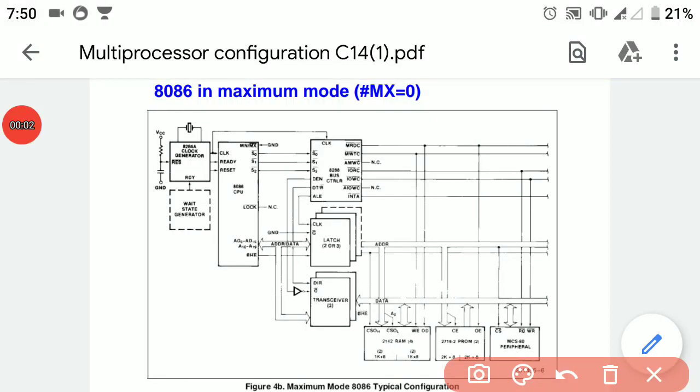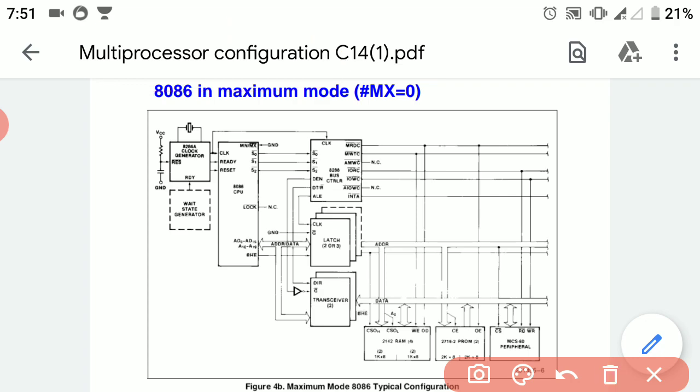Hello, today we will start with multiprocessor configuration. Multiprocessor configuration, actually there are different configurations in which we will study how we can use an additional processor, that is coprocessor, with our main processor. The coprocessor actually reduces the workload of the main processor, and this coprocessor does the mathematical calculation to speed up the main processor.